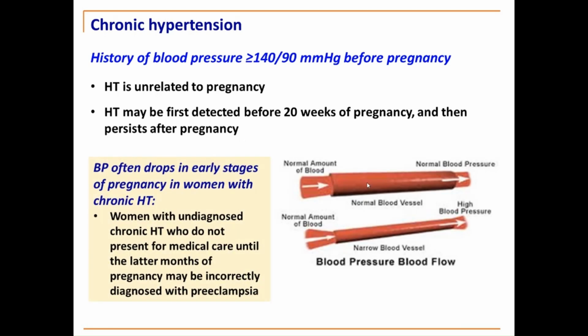And of course, blood pressure drops slightly in the early stages of pregnancy in women with chronic hypertension. So if you remember from an earlier session, cardiac output goes up during pregnancy, total peripheral resistance goes down during pregnancy, and blood pressure therefore remains about the same. But in those women with chronic hypertension, your blood pressure often drops in those early stages of pregnancy. But women with undiagnosed chronic hypertension who don't present for medical care until the latter months of pregnancy may, of course, be incorrectly diagnosed with pre-eclampsia because they're not known hypertensives in the first case.